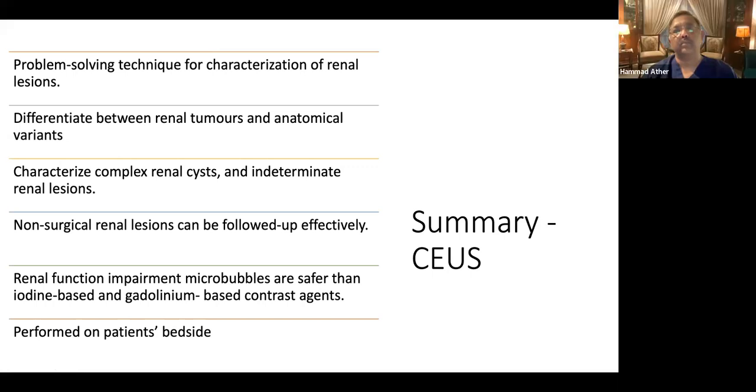There's a question from Arshad. He wants to know if the contrast CT has shown a Bosniak 2 lesion, should we not do anything further? Or do we do a contrast-enhanced ultrasound?